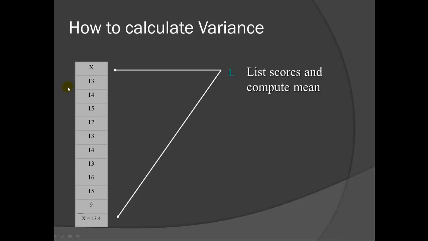So again, we have our listing of variables. Under that definitional one, the first thing you want to do is add these all up and get the mean. So again, add them all up, divide by the amount that there is, and that gives us our mean. If we did 13 plus 14 plus 15 plus 12 plus 13 plus 14 plus 13 plus 16 plus 15 plus 9, and divided by 10, that would give us this mean, which I've already calculated here, which is 13.4. So the first thing we do when calculating this, we list out the scores and compute the mean. Pretty straightforward, pretty easy there.